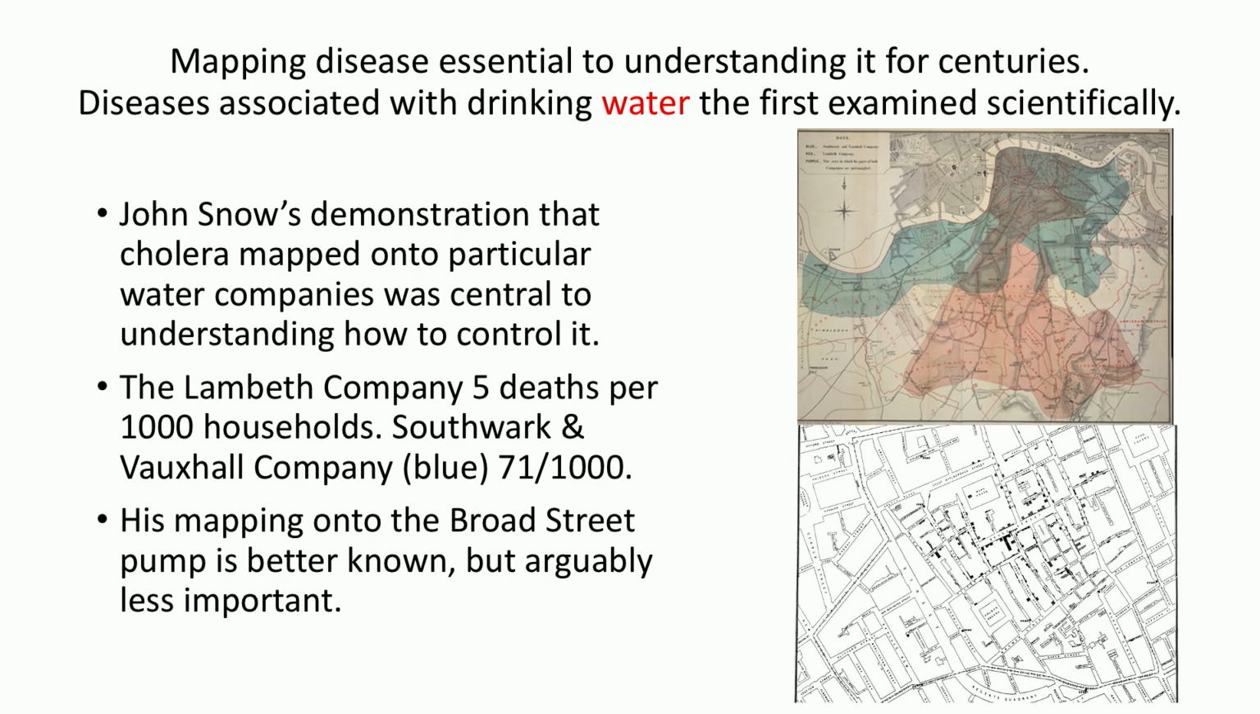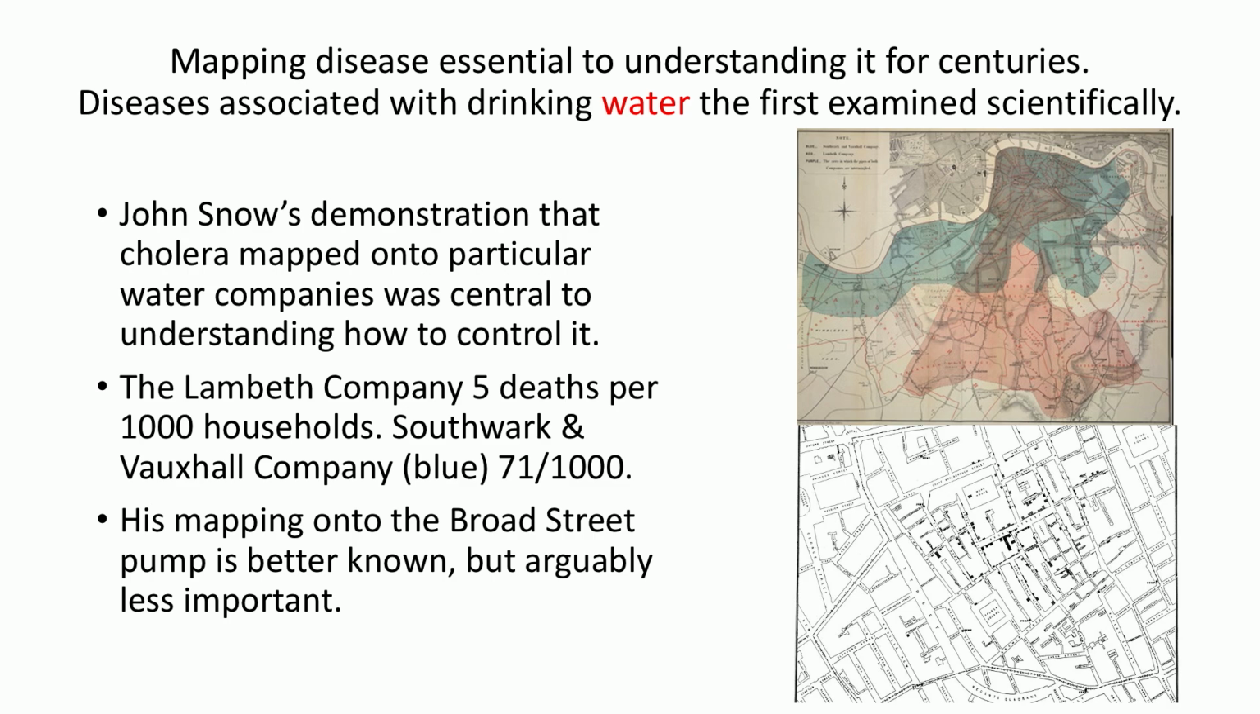And what John Snow demonstrated is he mapped the cholera cases onto two companies which were taking water from two different sites. One was taking it from the Thames, one was taking it from a different site. And in the Lambeth company, there were 5 deaths from cholera per 1,000 households. And in the Southwark and Vauxhall company, in blue, there were 71 per 1,000. And this implied to him that where the water came from, how contaminated it was, could have significant implications for this disease.